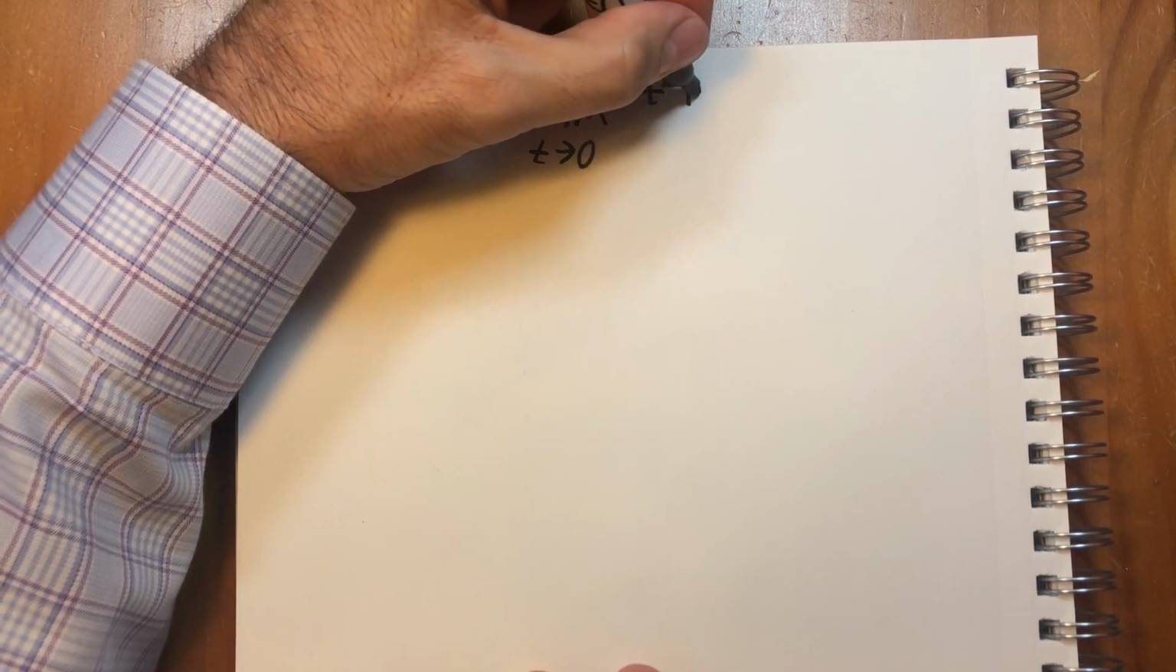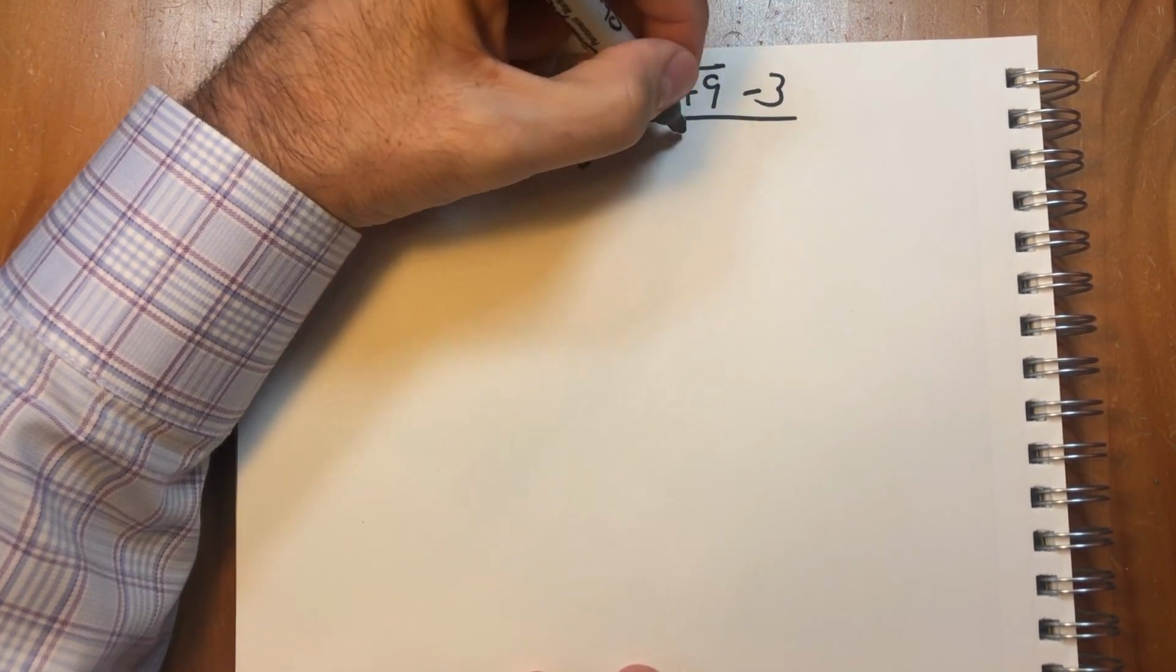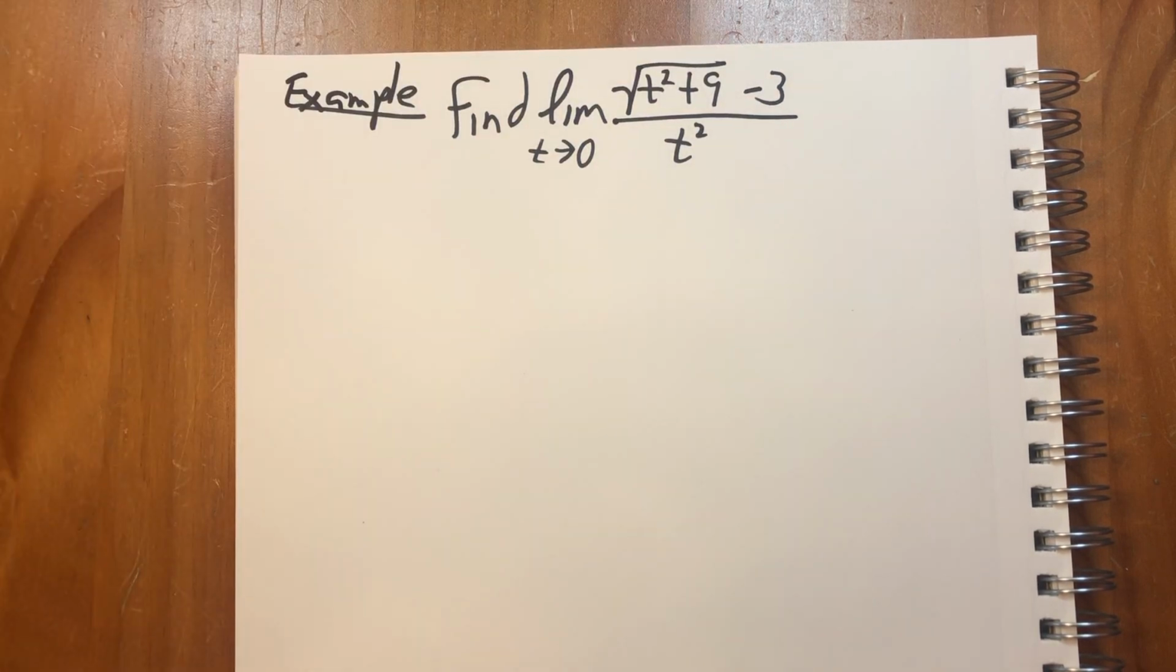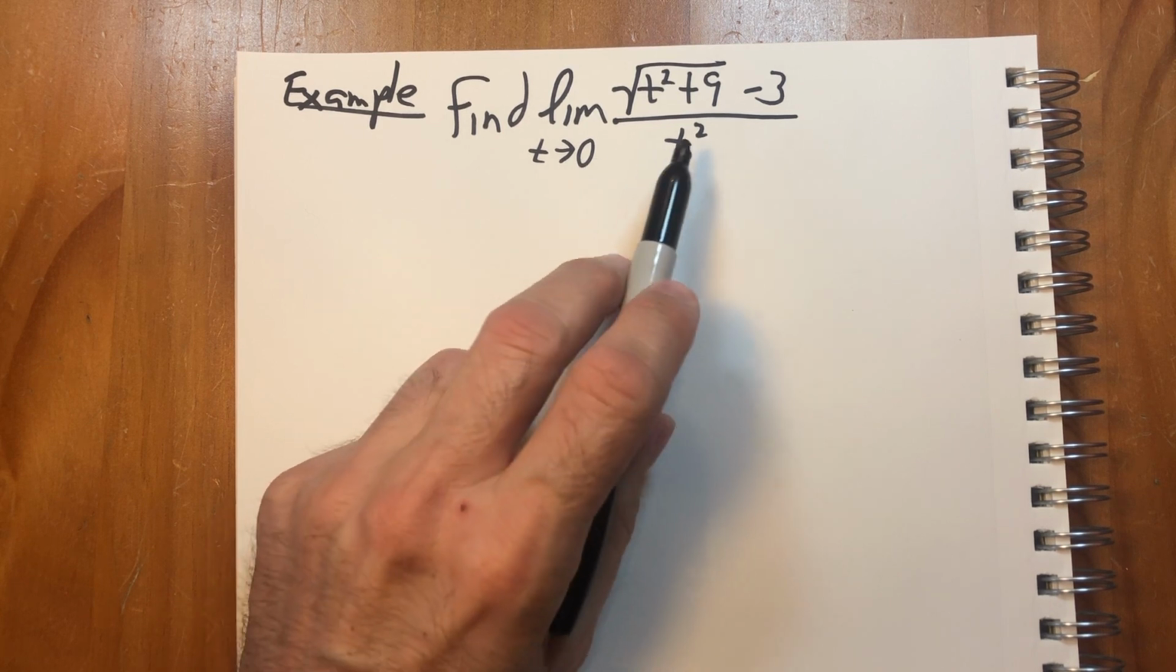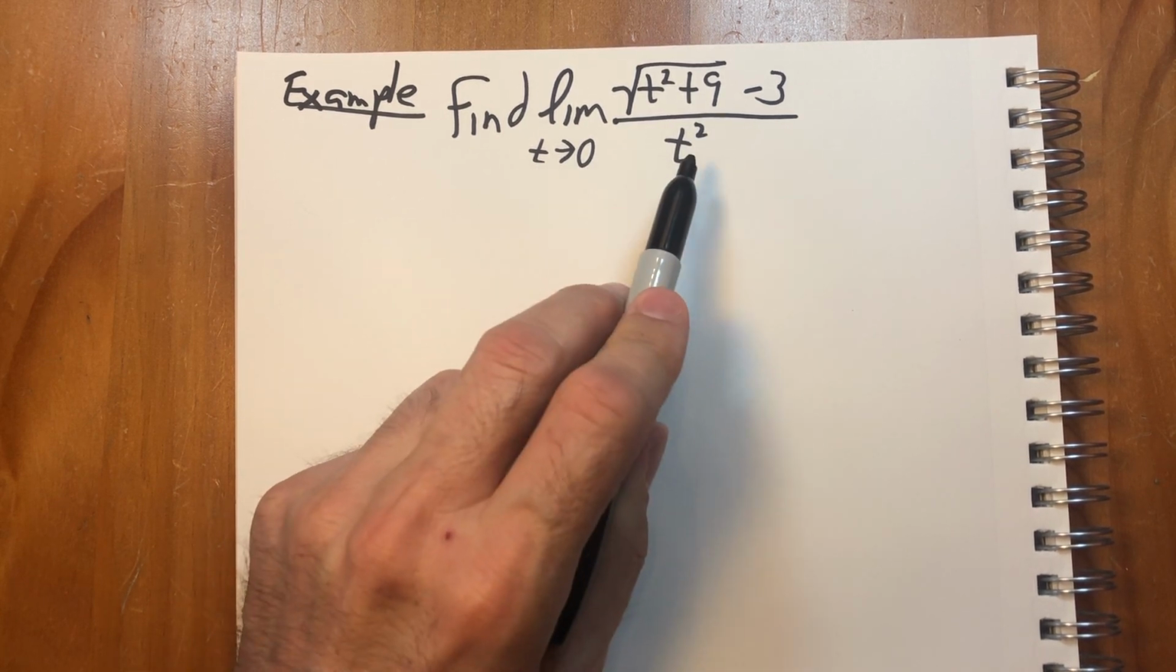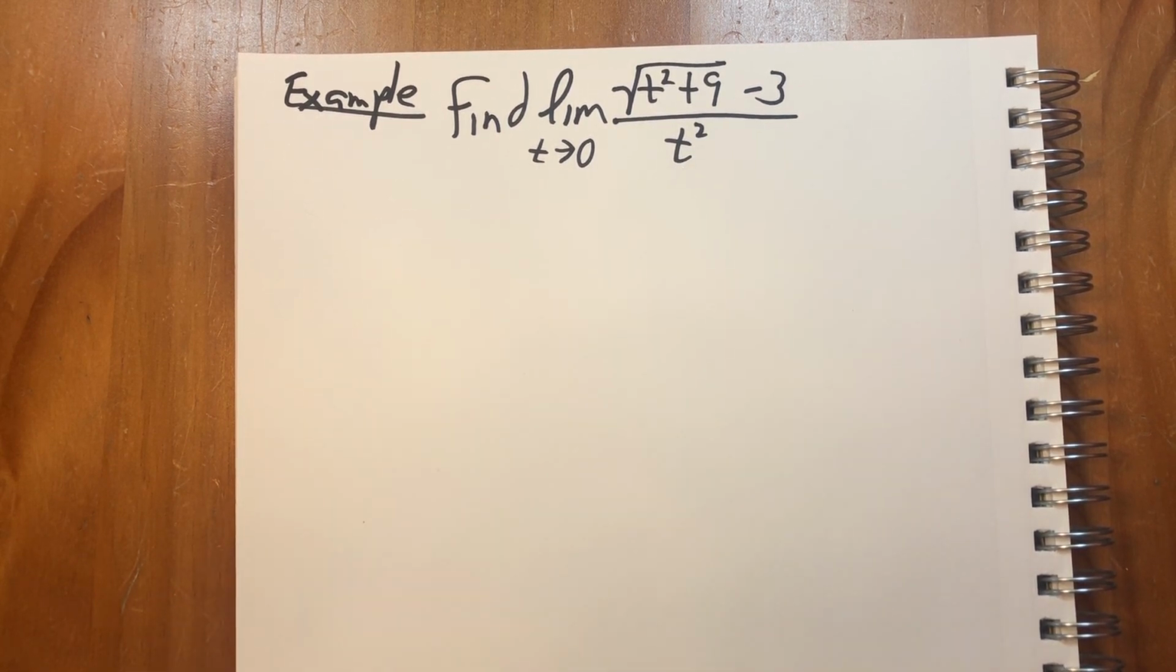Okay, let's do one more example. Let's find the limit as t approaches 0 of the square root of t squared plus 9 minus 3 over t squared. Once again, we can't apply the quotient rule directly because the limit of t squared as t approaches 0 is 0. So we're going to have to do something else.